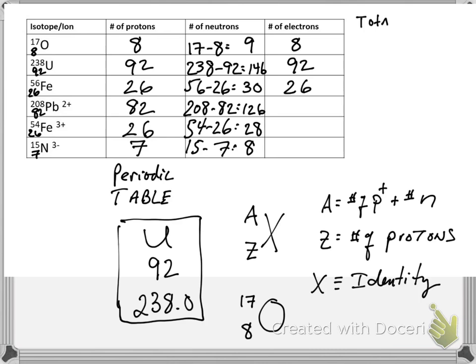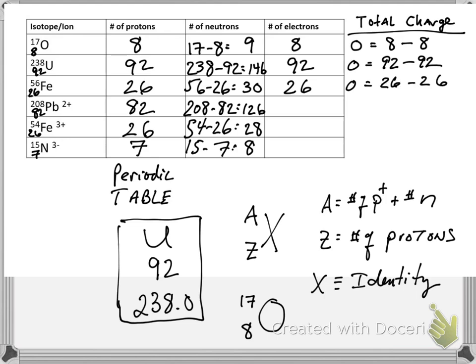Okay, now if we have a total charge, we have to be careful. The total charge for oxygen was 8 minus 8: plus 8 for 8 protons, minus 8 for 8 electrons. Same here, 92 minus 92, that was 0. And 26 minus 26. But now when lead is plus 2, we have 82 protons. That never changes for lead. But we're going to have 80 electrons to give a total charge of plus 2.